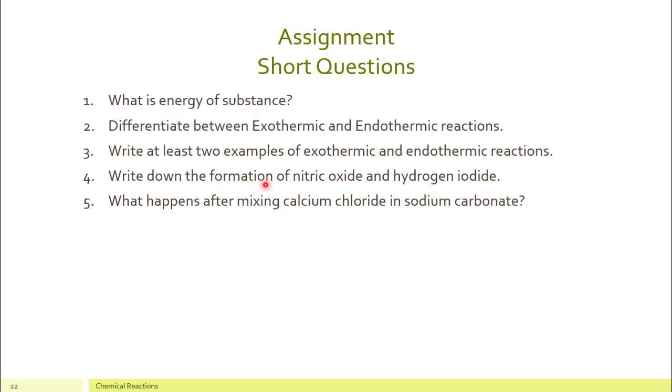Number 4, write down the formation of nitric oxide and hydrogen iodide. In this question, you will write the complete equation of the formation of nitric oxide and the formation of hydrogen iodide. Number 5, what happens after mixing calcium chloride in sodium carbonate? We have studied an activity in which calcium chloride is mixed with sodium carbonate, which results in calcium carbonate and sodium chloride. You will write that equation in this question.